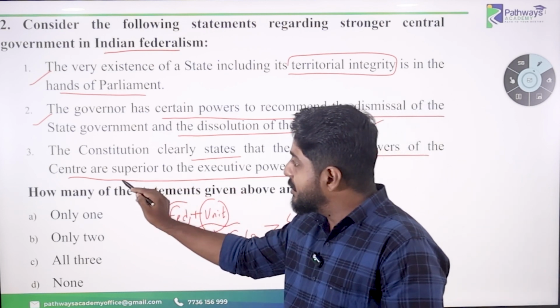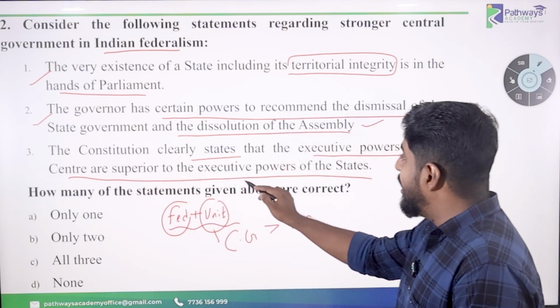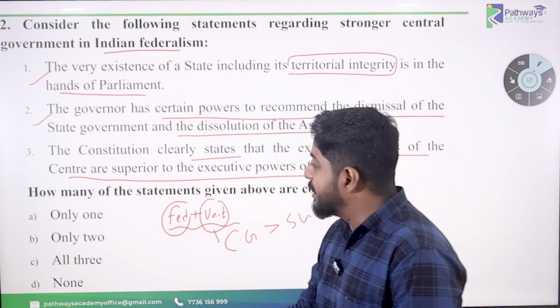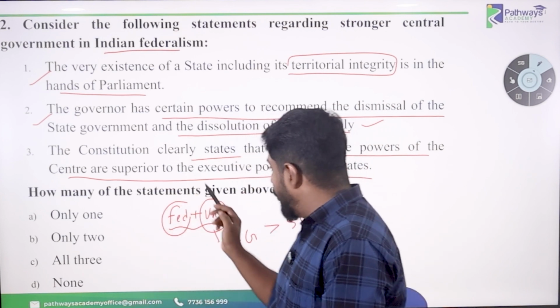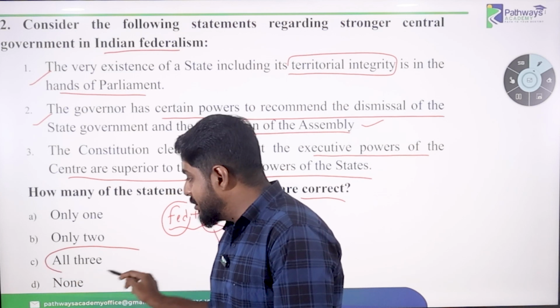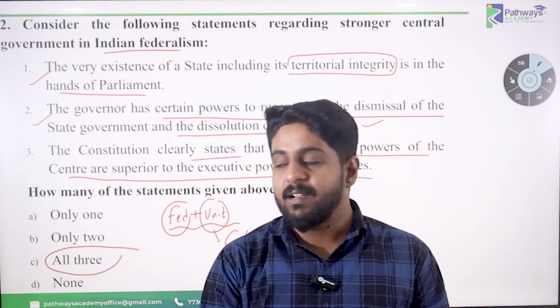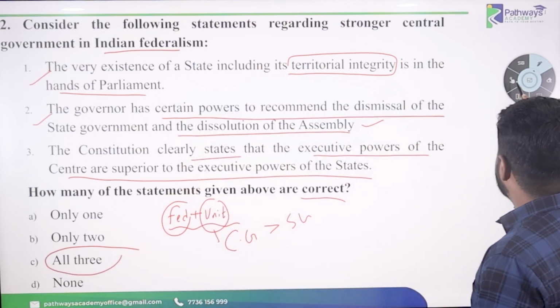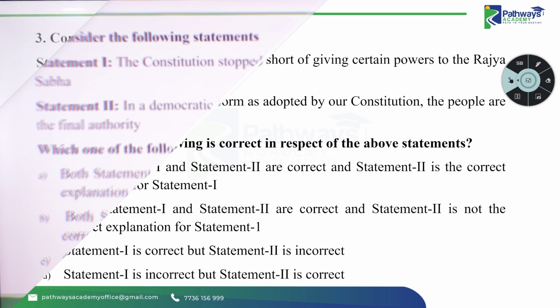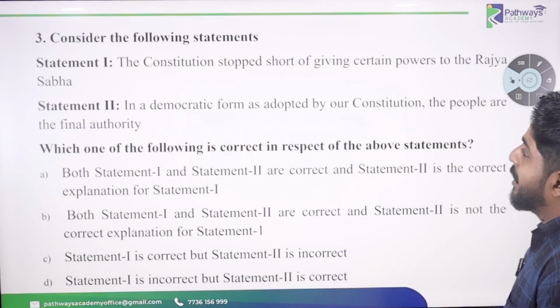So the third statement says the constitution clearly states that the executive powers of the center are superior to the executive powers of the state. Very good. How many of the statements given above are correct? Answer is all three statements are correct. Fine, clear. So the next question, number 3. Consider the following statements. So question number 3 is actually a kind of assertion-reasoning type question.